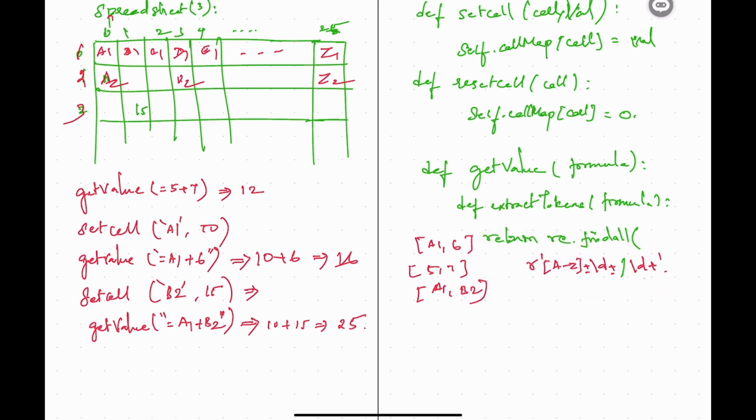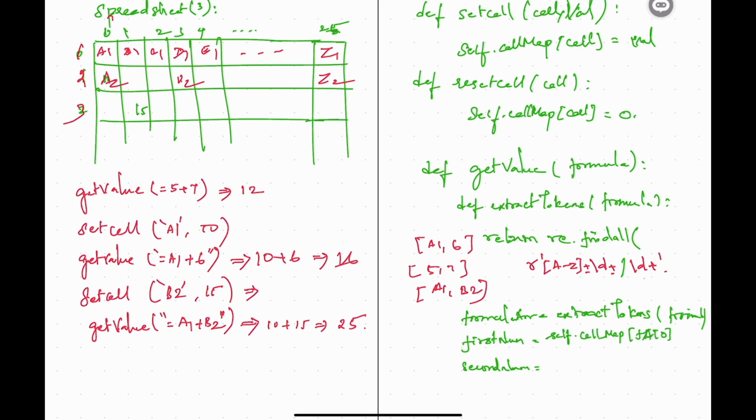Once it is returned, now you know this formula array equals extract_tokens of the formula you will give. Once it's extracted, now what we need is only the first num and second num. So what we will do, self.cell_map of formula_array of 0, we will take the A1 value, cell_map of A1, whatever the value is, we will take if formula_array of 0 is present in cell_map, else we can convert it to an integer.